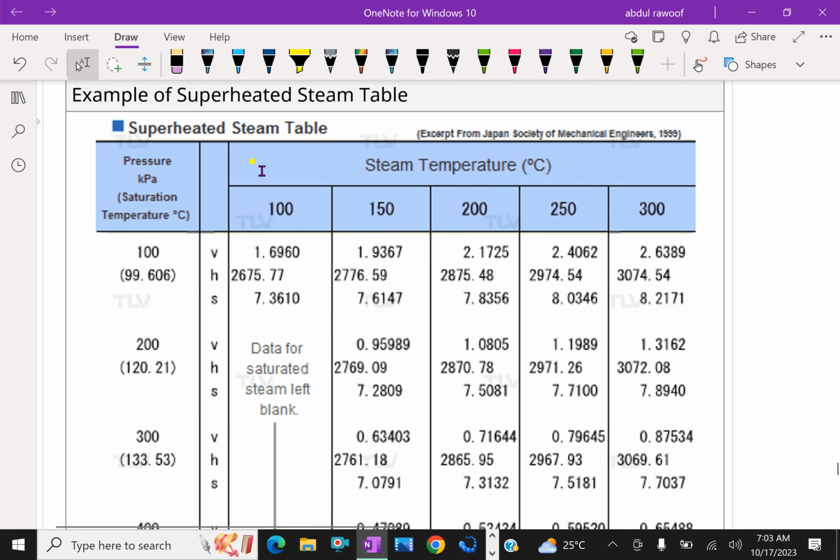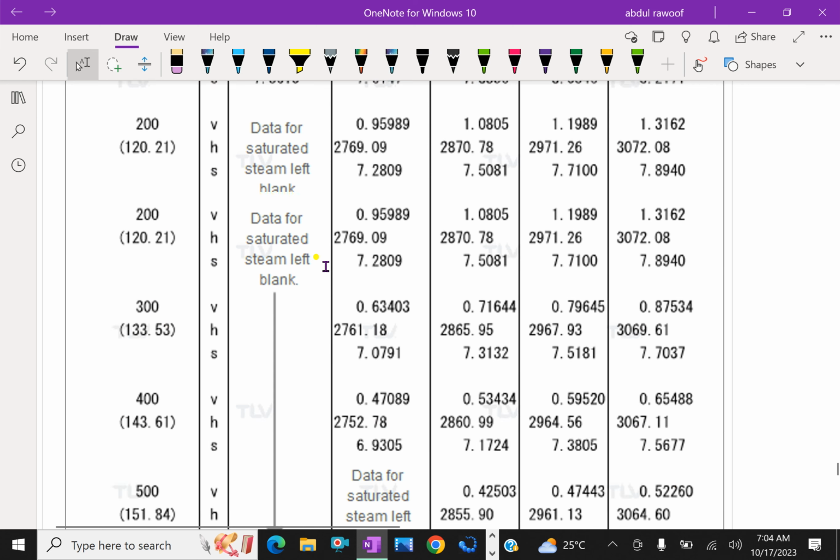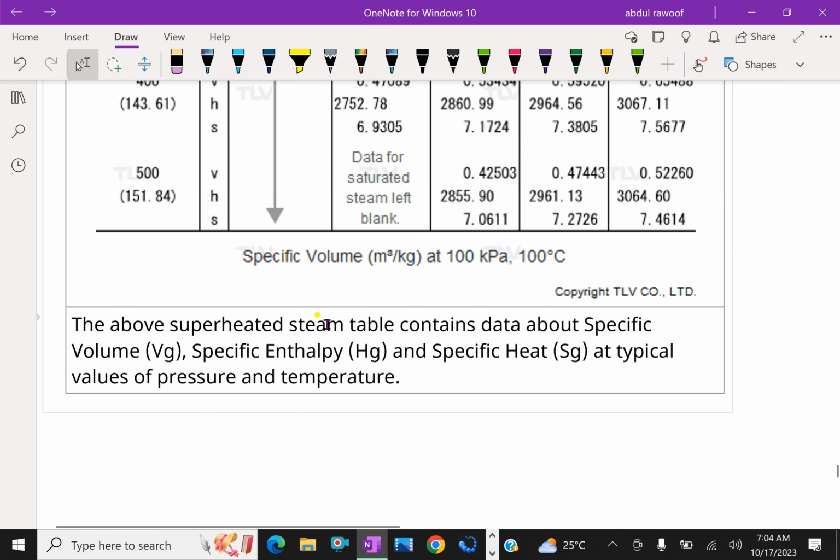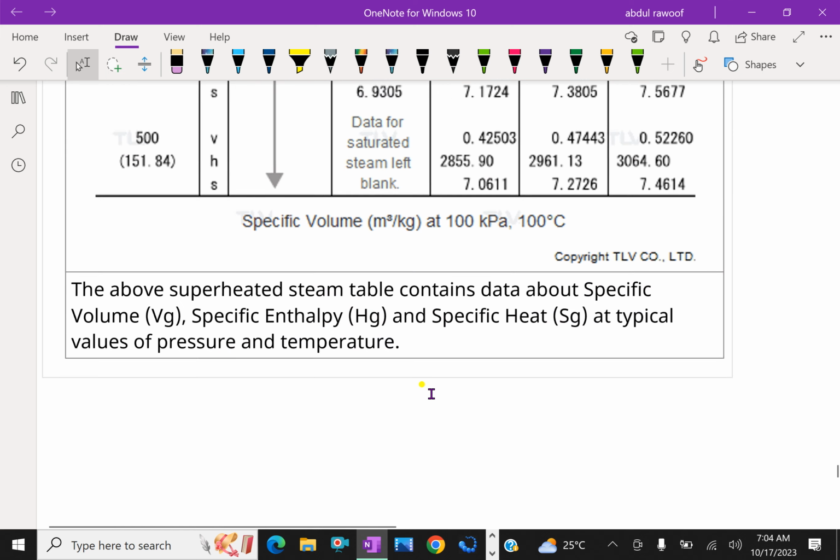Look here, for the superheated steam table, pressure in kPa and saturation temperature are given in this area, and this side is volume, enthalpy, entropy. This way we can also calculate against temperatures. The above superheated steam table contains data about specific volume Vg and specific enthalpy Hg at typical values of pressure and temperature.